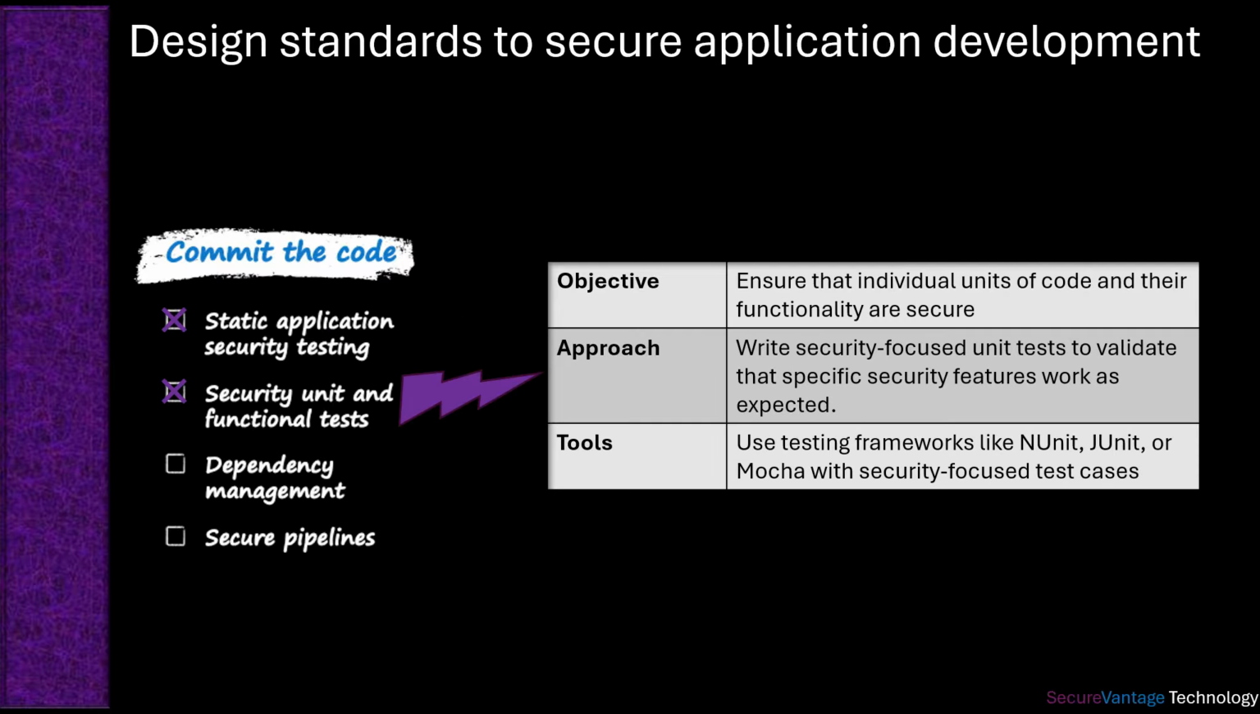The objective of security unit and functional tests is to ensure that individual units of code and their functionality are secure. As a cybersecurity architect, you ensure that the development team has written security-focused unit tests to validate that specific security features work as expected as well. The development team can use testing frameworks like NUnit, JUnit, or Mocha with security-focused test cases to achieve the objective.